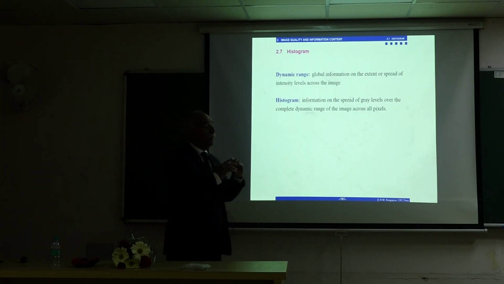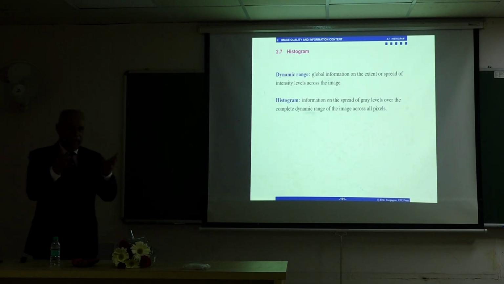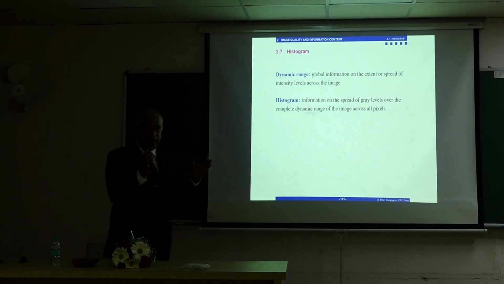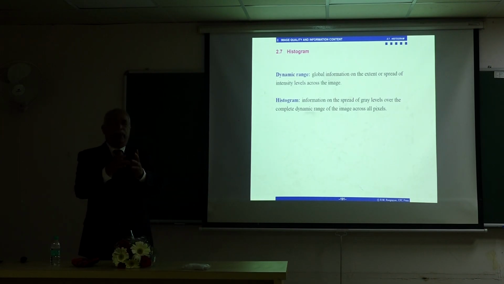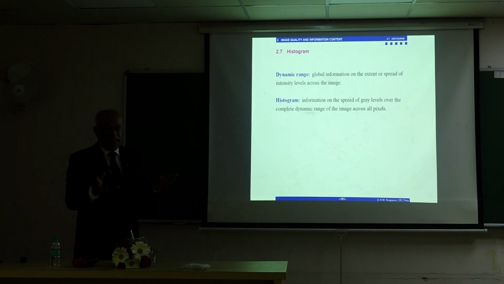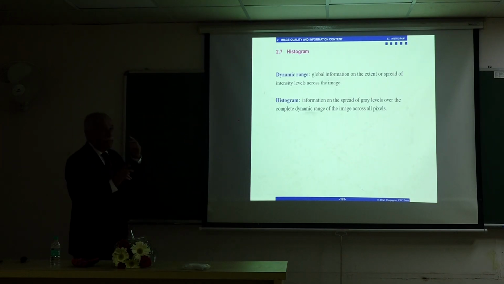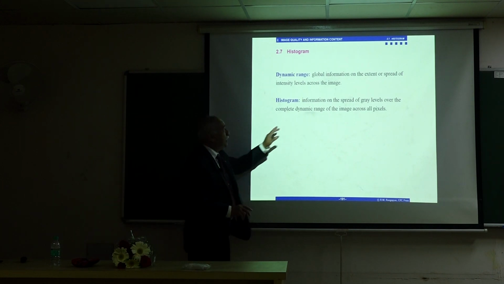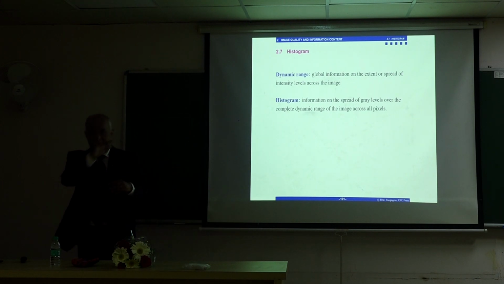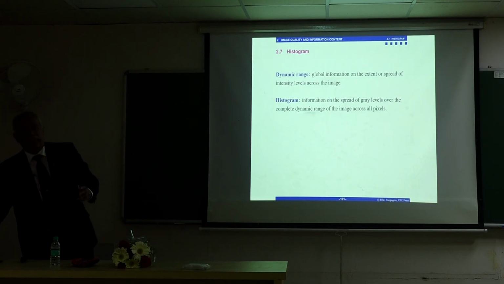To represent the variation or variability of the information in an image over its full range, earlier we said dynamic range, but that only gives you one number. It varies between 10 and 240, but that's just a range. To give the full information, you make use of the histogram. Dynamic range is only global information, but histogram gives information on the spread of gray levels over the dynamic range of the image. Is it uniformly spread or does it have some shape? Is it Gaussian? Is it unimodal?